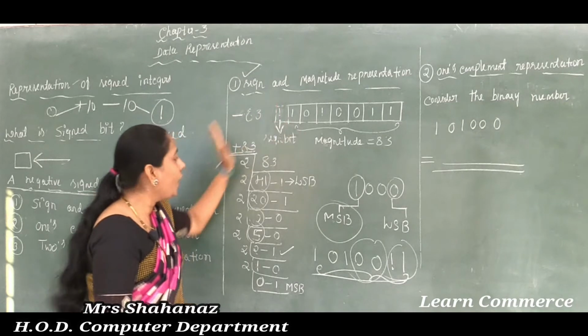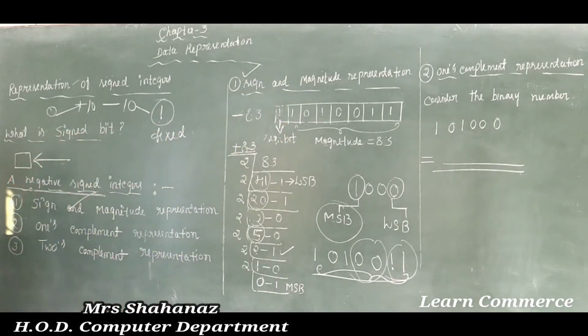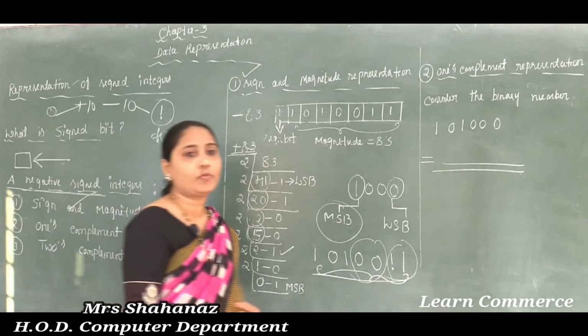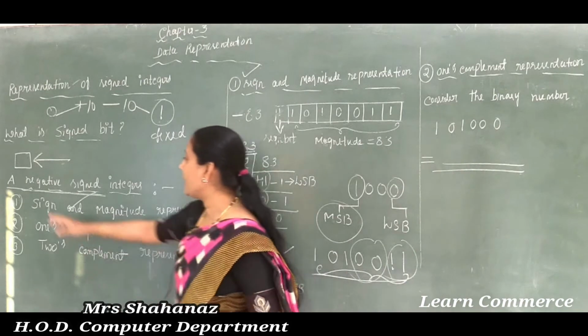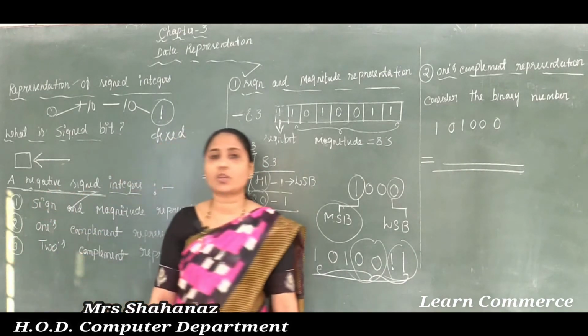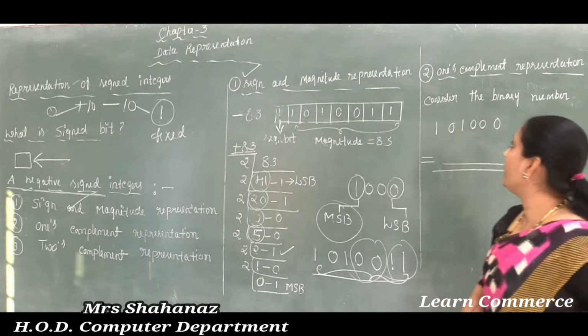So clear this one. Okay, now after completing the first point, the sign and magnitude representation, let's go to the second point. The second type of representation of negative signed integers is the ones complement representation, okay, the ones complement representation.